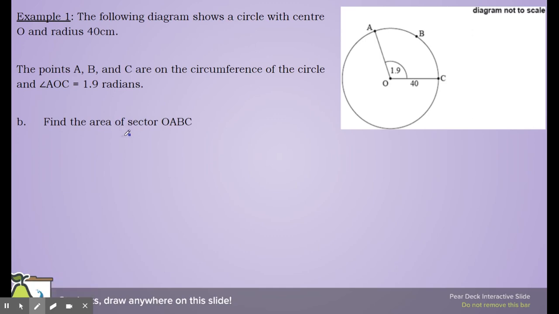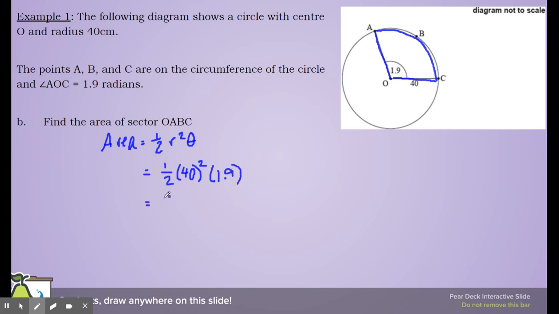Part B, finding the area of sector AOBC, so finding the area of this sector. Again, since my angle is measured in radians, I'll be using this formula and subbing in what I know. I know my radius is 40 squared. I know my angle is 1.9. And putting that into my calculator, I get 1520 centimeters squared, or 1,520 squared centimeters.